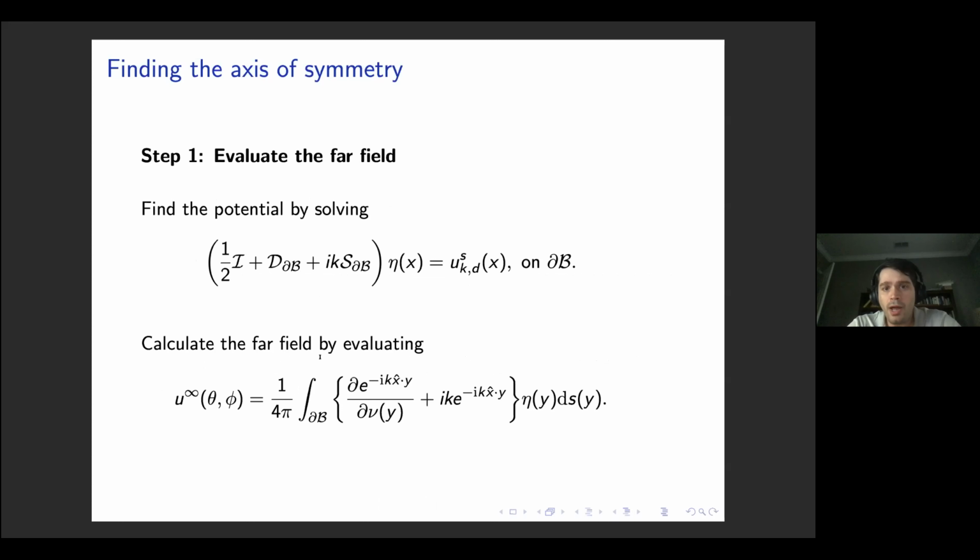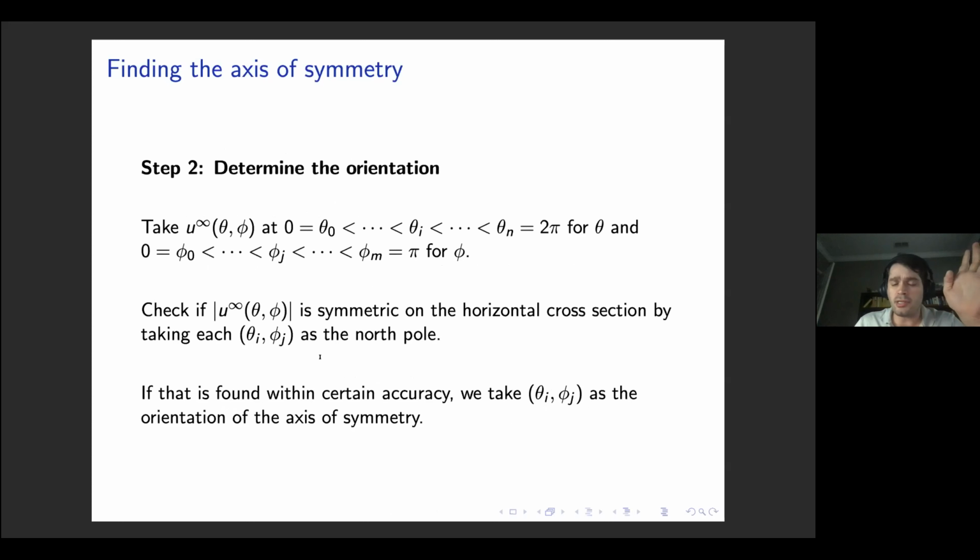So first, once you have the scattered field, we calculate what the density would be to generate the scattered field in a certain ball that would contain the obstacle. Once we are done with that, we calculate the far field given this density, using those two integral equations. To determine the orientation, we use this far field and check if the modulus of these far fields is going to be horizontal across the section, taking different angles between 0 to 2 pi and 0 to pi.